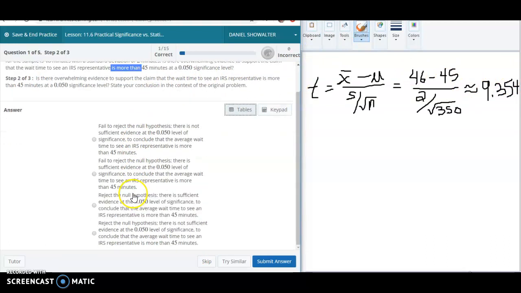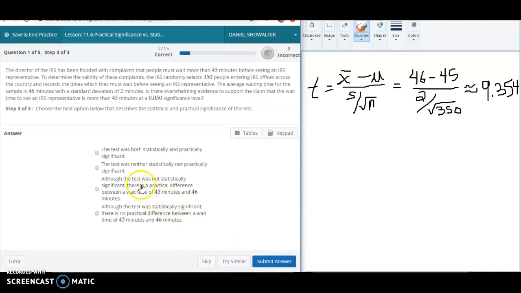So because of this, we should reject, but both of these say reject. So what is the difference here? Reject the null because there is sufficient evidence to conclude that the average wait time is more than. This would have been the alternative hypothesis if we reject the null hypothesis because our statistic is so high. Then we're going to have to settle on the alternative hypothesis that the average wait time is above 45 minutes. So this is what we want to press here.